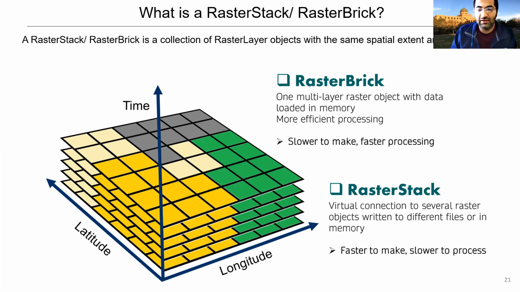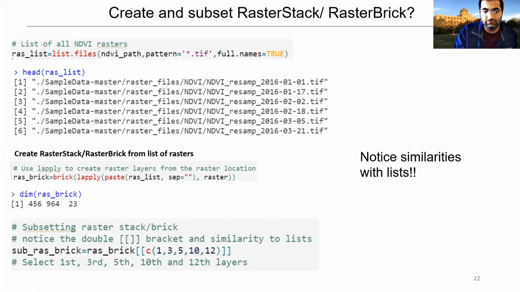So working with RasterBrick and raster stack, the functions, the codes will remain exactly the same. The only difference being the RasterBrick is stored in your memory. So making a RasterBrick takes a little longer, but because it is stored in your memory, working on it is much faster. But a raster stack is basically making a virtual connection to different data sets. So making a raster stack is easy, but if you want to work on really large scale data, a raster stack will be a little slower, but the functions, the application remain exactly the same. So let us see how we can make a raster stack.